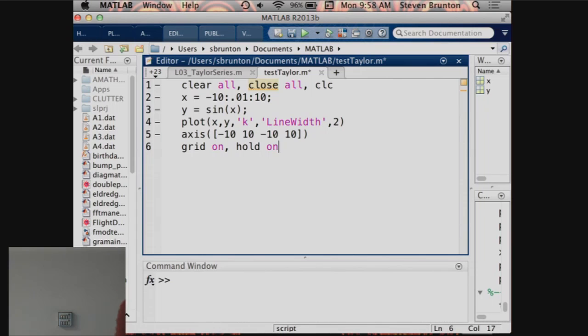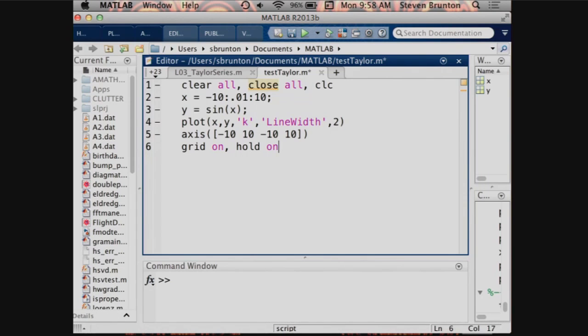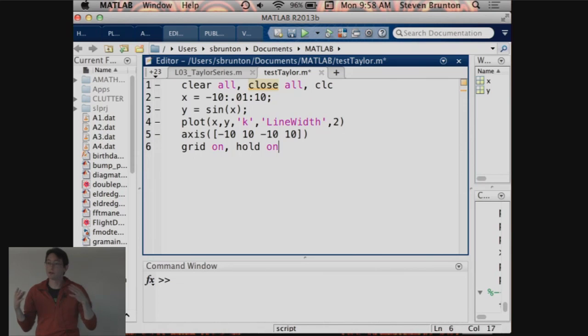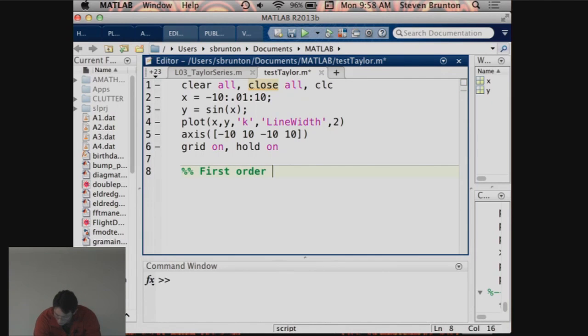So hold on allows me to plot other things on top of this. So I'm going to go a little bit fast on the MATLAB. I'm going to assume most of you have seen some MATLAB before, but I really want to build up your ability to make nice figures in MATLAB. Okay? Okay, so now what we're going to do is plot the first order Taylor series approximation. First order Taylor expansion.